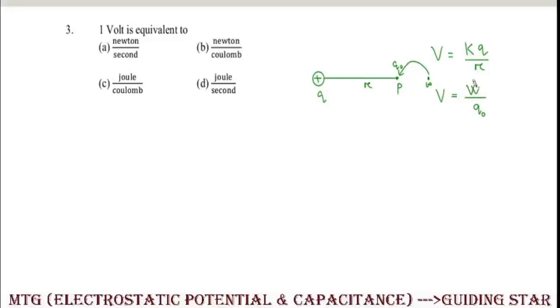So here in this particular case, if we just see the unit, naturally the unit of potential is volt, but here the 1 volt of potential is equivalent to what else? Clear? Whether it is Newton per second, Newton per coulomb, Joule per coulomb or Joule per second. The unit of work done is Joule and the unit of charge is coulomb, so it should be Joule per coulomb.